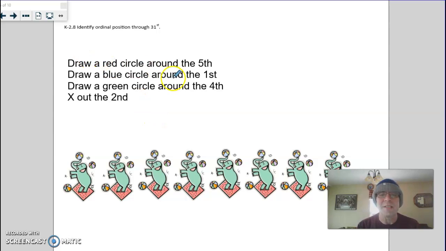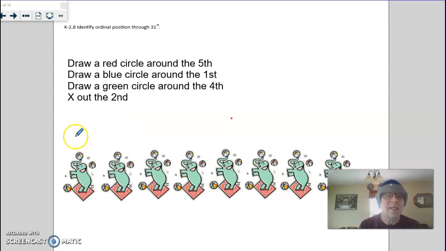Let's read these directions, and let's find the elephants that are at the ordinal number positions. Because ordinal numbers tell you where something is in line, right? Like it's first in line, or it's third in line, or it's fourth in line. That's what ordinal numbers tell you. They tell you the position of something in line. All right. So this first instruction says, draw a red circle around the fifth. Fifth. So we're looking for fifth, right?